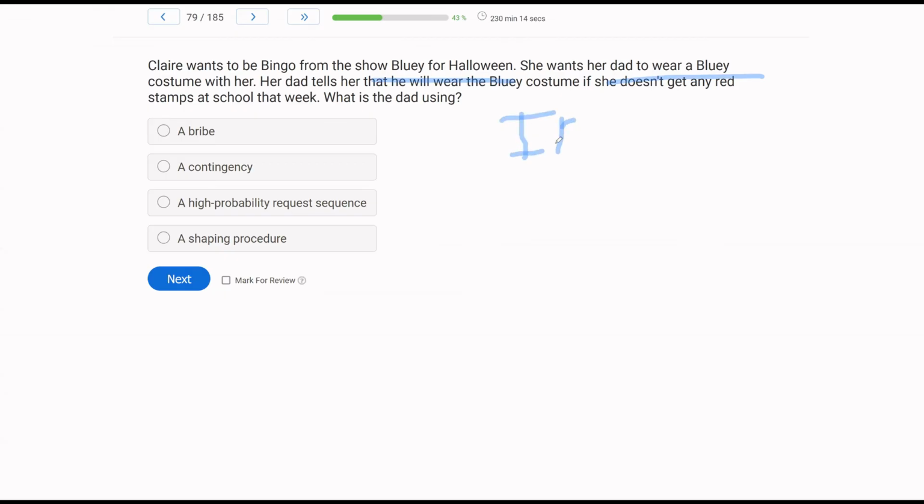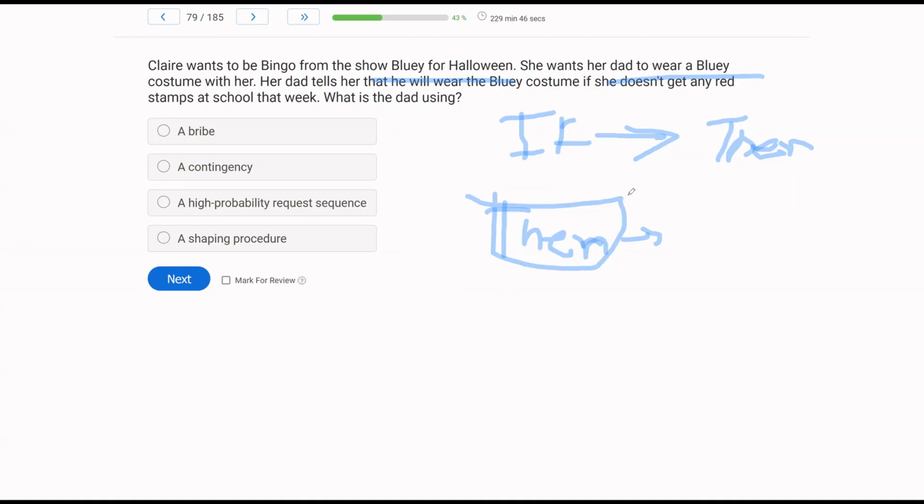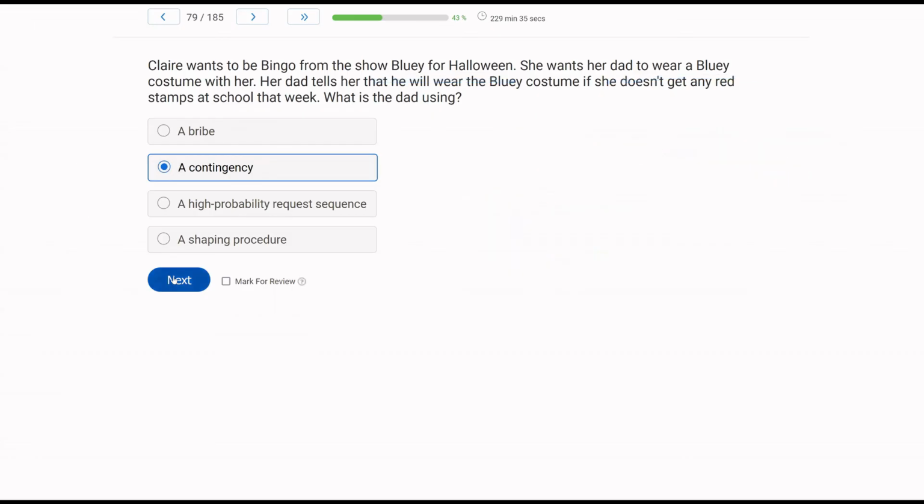So when we have an if then statement, what is that called? Well, that's a contingency, right? And we're always setting up contingencies. If you do this, then this happens. First, you do this, then this happens. Why is this not a bribe? A bribe is the opposite, right? It's like then if, right? A bribe would say, okay, I wore the costume. Now you have to go be good at school. You already gave the reward prior to the response. We don't want that. We want a contingency. The response needs to happen first. Don't get any red stamps, and then the reward. That is what a contingency is.